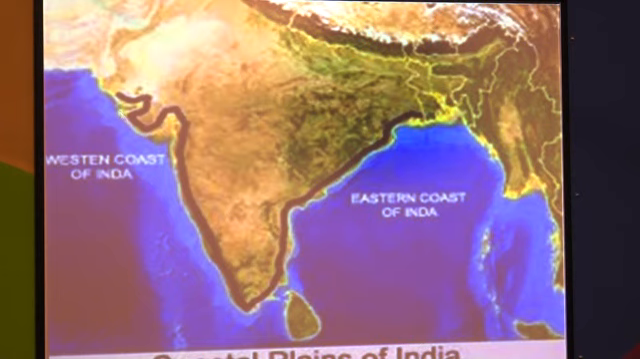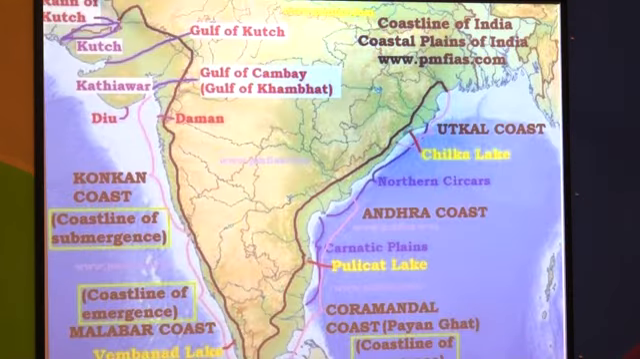See here, from West Bengal to Kanyakumari it is called the eastern coastal plain, and from Gujarat to Kanyakumari it is called the western coastal plain. So let's see these two plains in detail. See first one, again the map. These plains are classified into three sections.